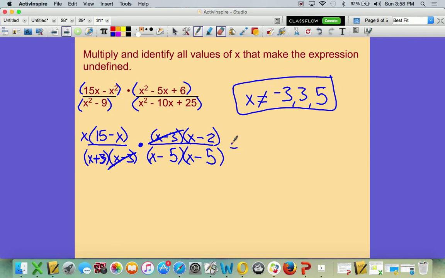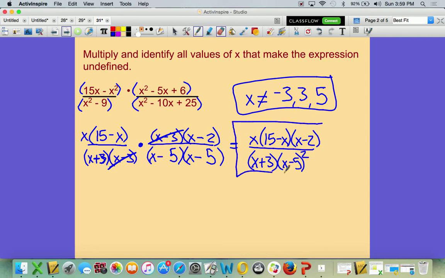So when we multiply these together, our top becomes x times 15 minus x times x minus 2 over x plus 3, x minus 5. Now you could put squared if you wanted to because we have 2 of these, or you could just write down another x minus 5. Both of them are correct. This is as far as you have to go though. You do not have to run that through.